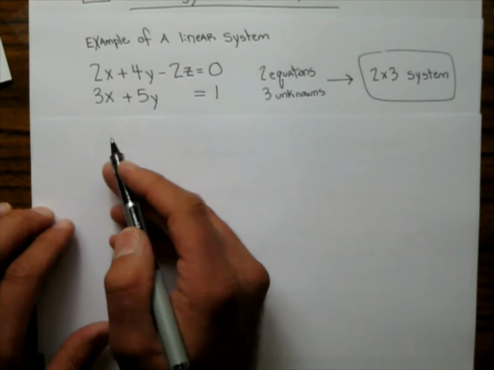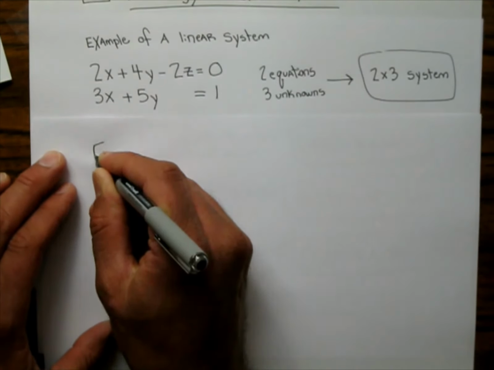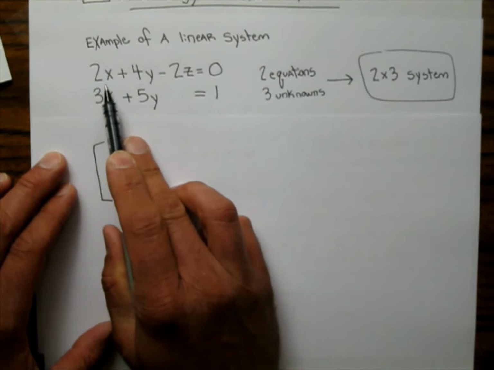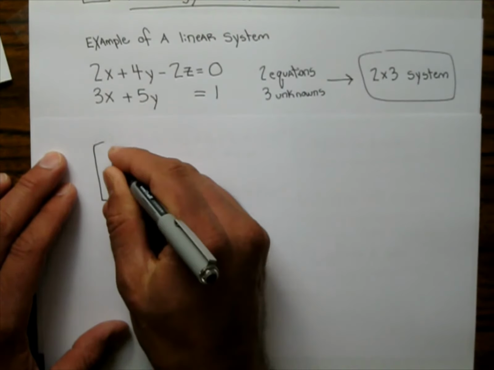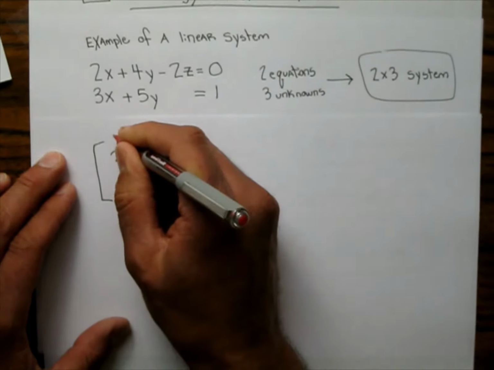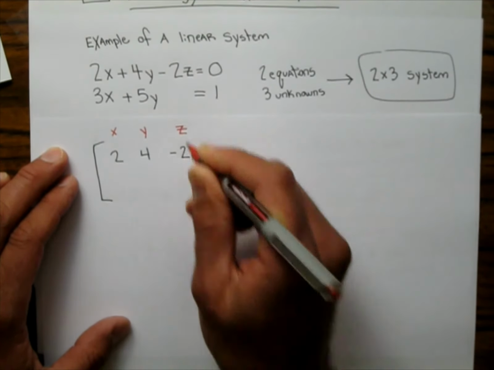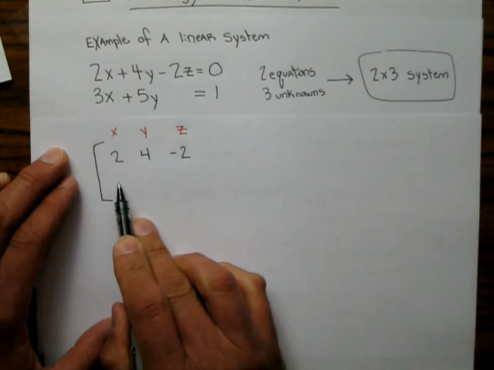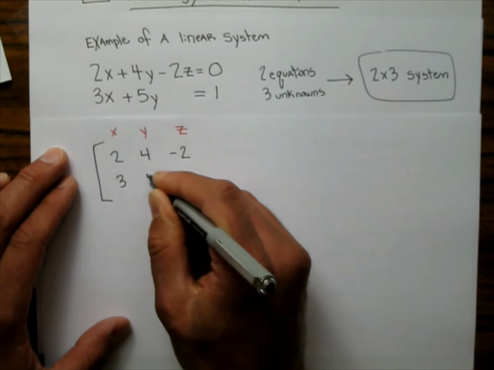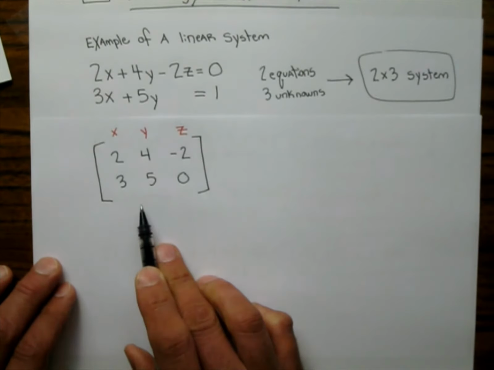So what I'm going to do is take a look at the left-hand side of each equation, and I'm going to create a matrix by just putting the coefficients. So look, 2, 4, negative 2. 2, 4, negative 2. And really, the first column is going to represent the x's, the second column is going to represent the y's, and the third column the z's. Now the bottom row is going to be 3, 5, and then 0.